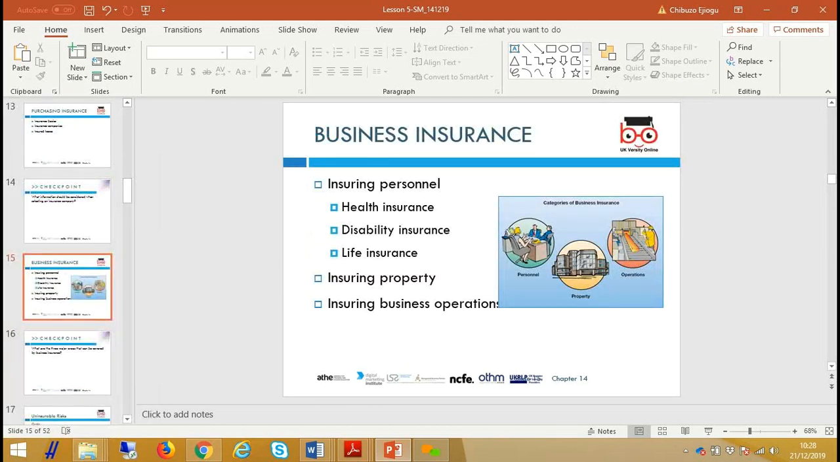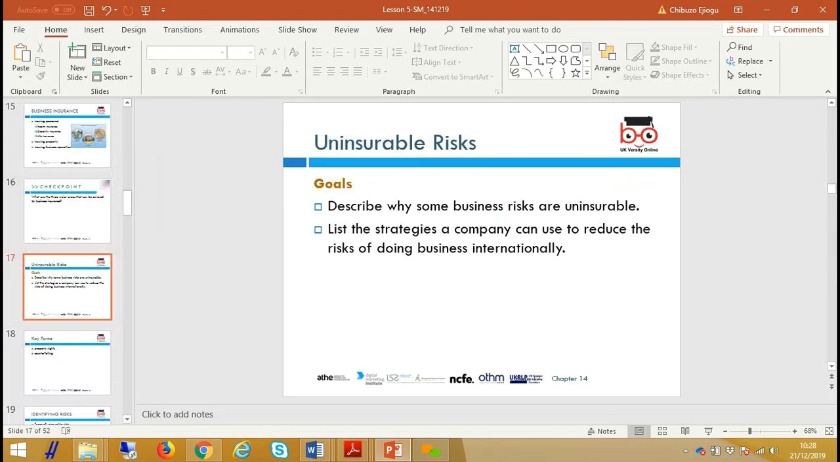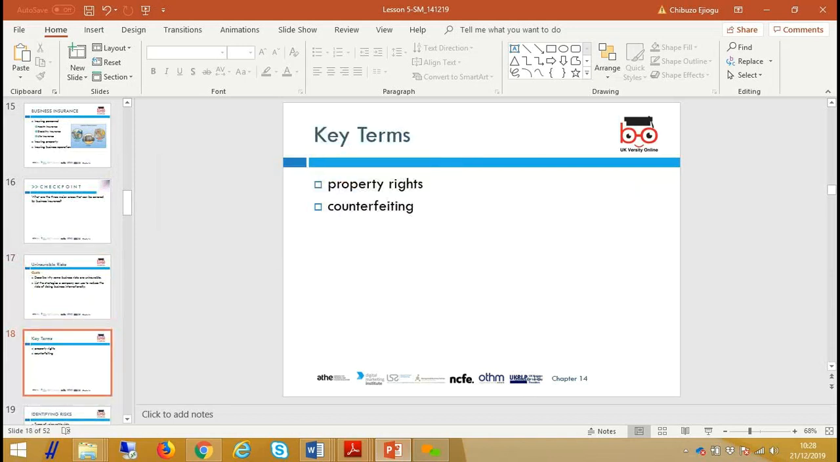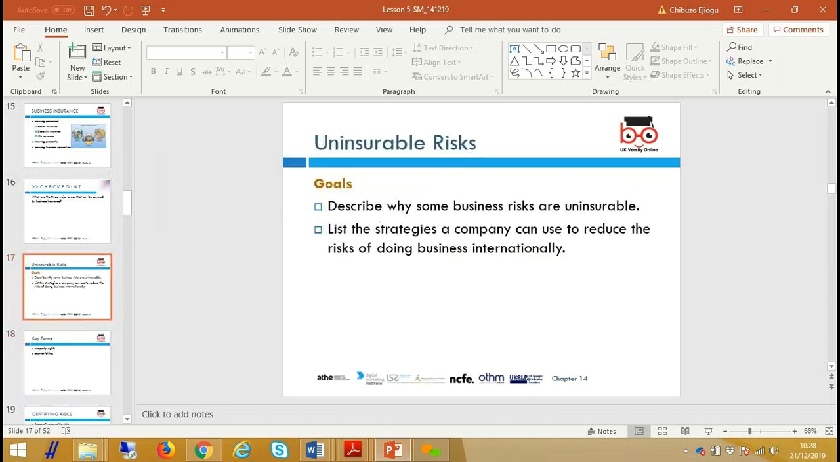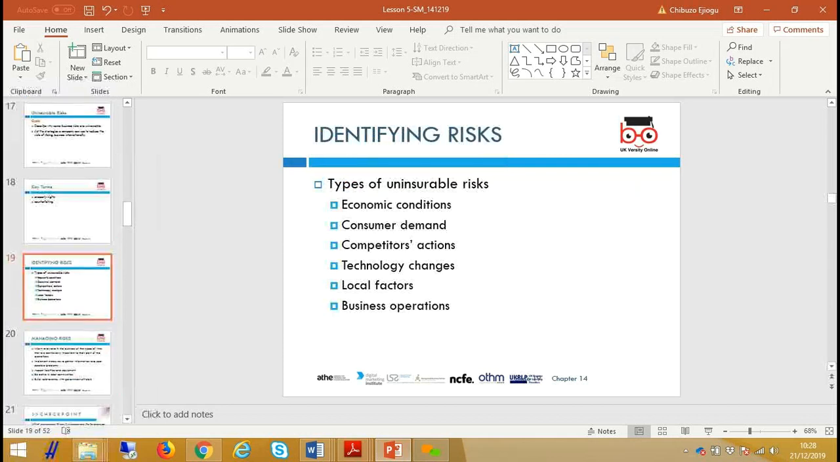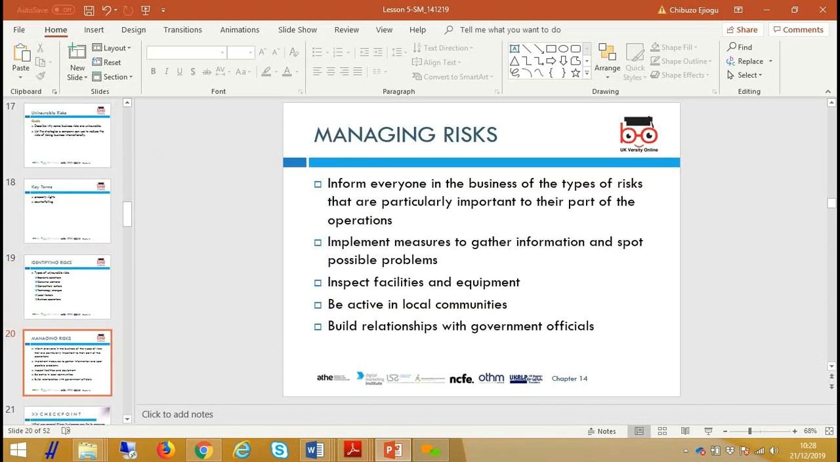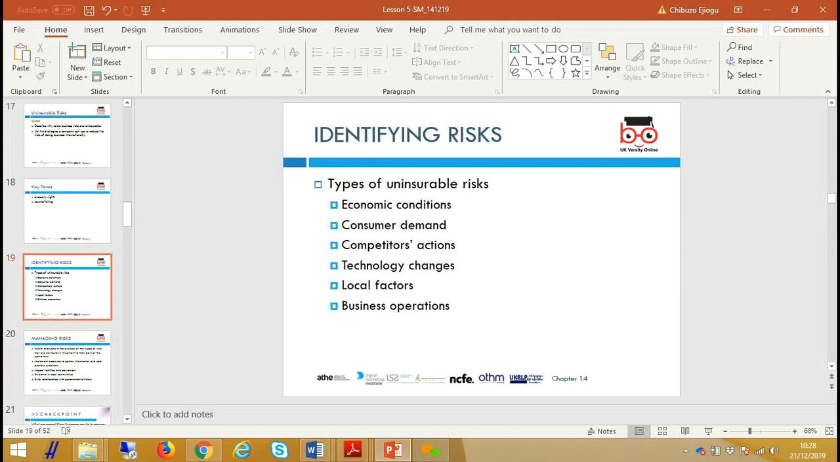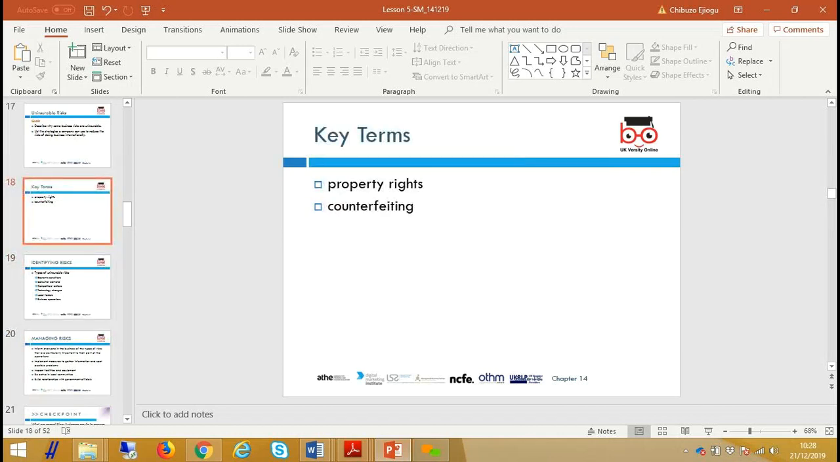So the rest of the slides, I think you can read up on your own. They're not really that key, and some of them we've discussed already, what insurable and uninsurable risk is. We've discussed economic risk and so on, right? Managing risk, some other things to do with managing risks that are important.